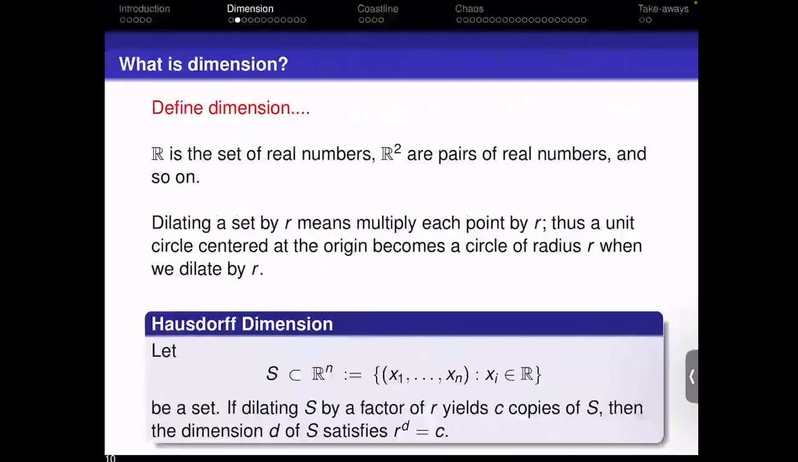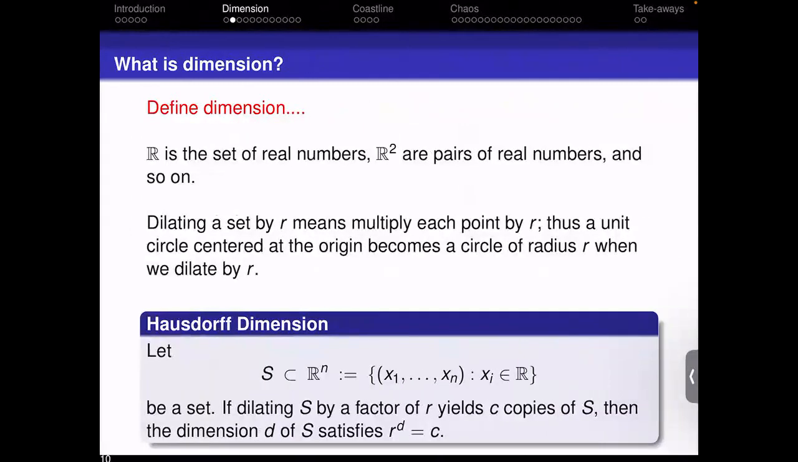So here is a nice rigorous mathematical definition of what we'll call the Hausdorff dimension. We need the notion of dilating a set by a factor of r. What that means is you take every point in your space and you multiply all of its coordinates by little r. That would be called the dilation. So if I take a circle of radius 1 and I dilate it by r, I get a circle of radius r.